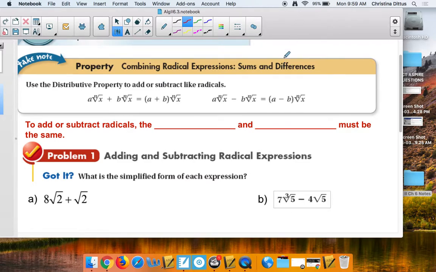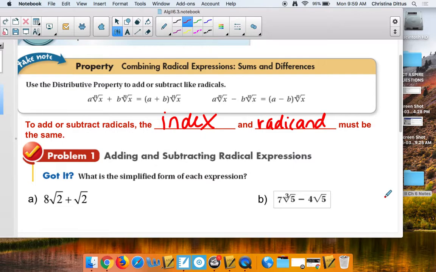Okay. In order to add or subtract radicals, we need two things. First off, always like before, our index needs to be the same. Remind me what index is. The small number outside our radical. So that needs to be the same. And only for adding and subtracting, our radicand needs to also be the same. When we multiply and divide, it doesn't. When we add and subtract, it does. Radicand, remember what radicand is? Under our radical, under the square root.